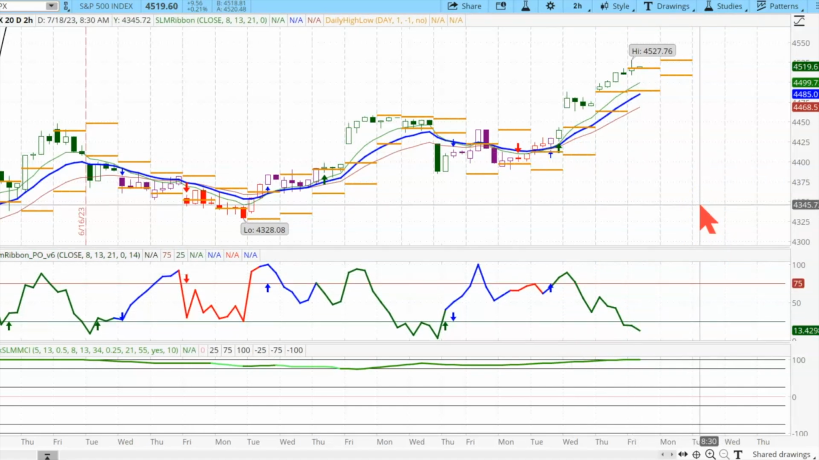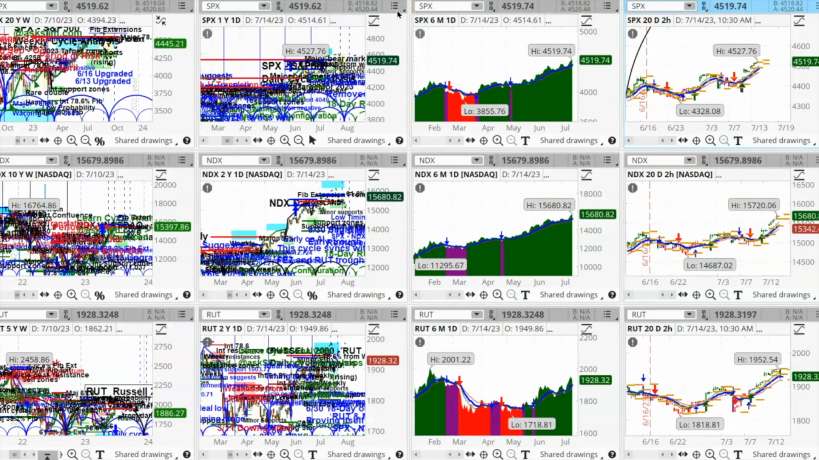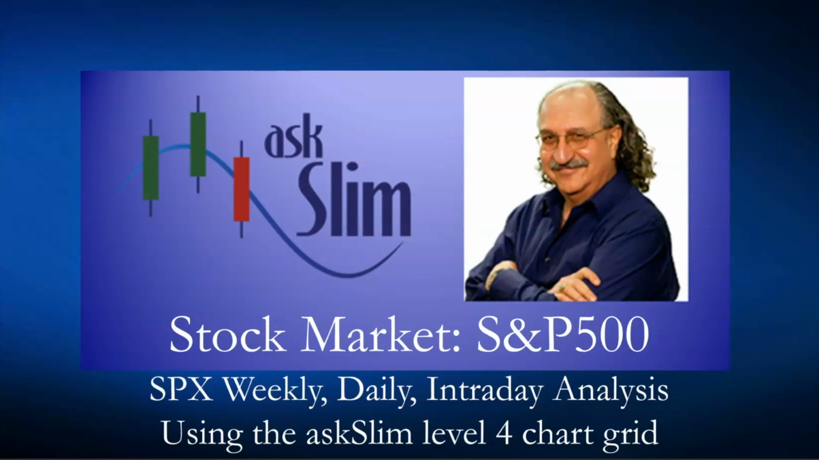This is all part of the analysis that we give when we share our charts with our level 4 members. And as I said, this is the whole grid you can see right over there with all 4 charts for all 3 of the indexes, NASDAQ, S&P 500, and the Russell. So that is using the level 4 charts, and you can see it's been in a very, very bullish condition and is still pointing, other than some minor pullbacks, to continuing to move to the upside.